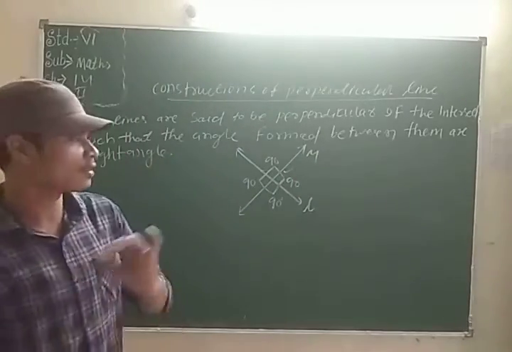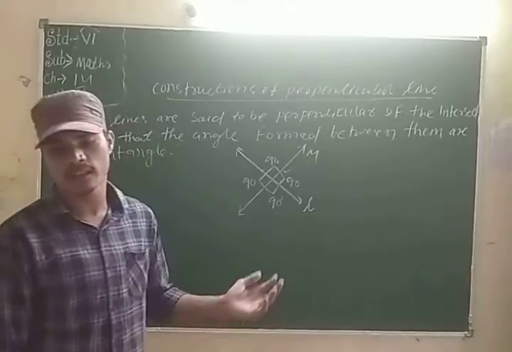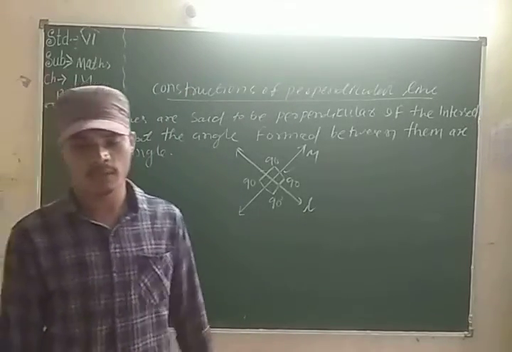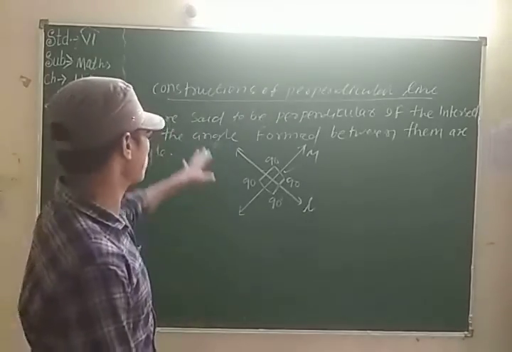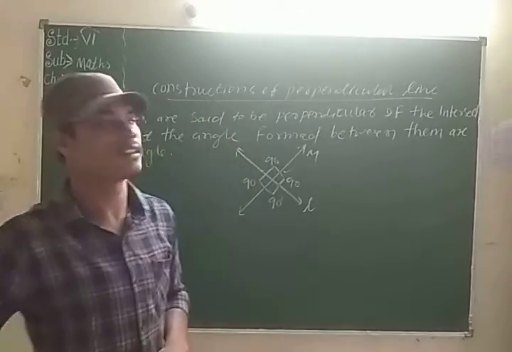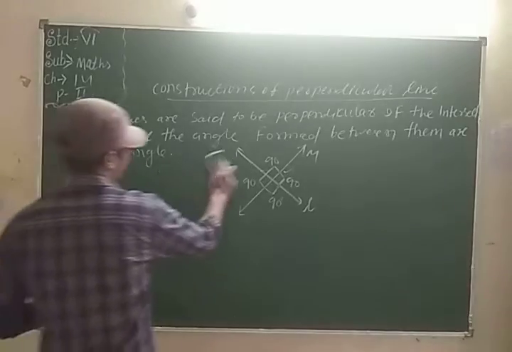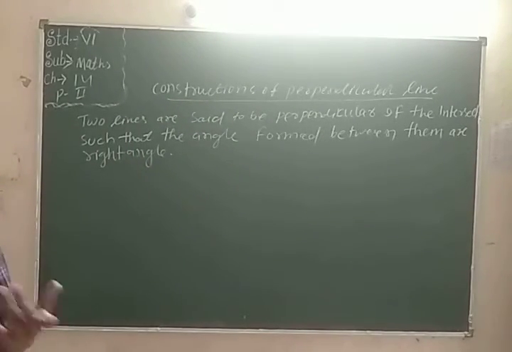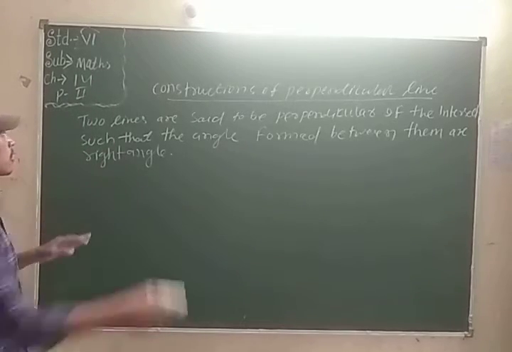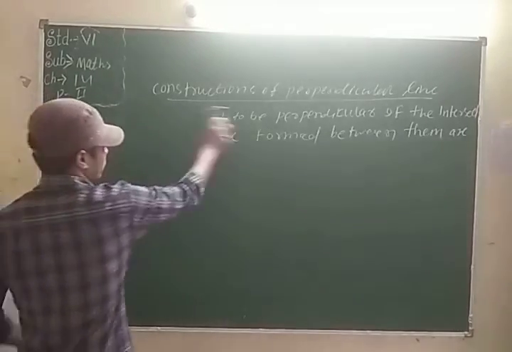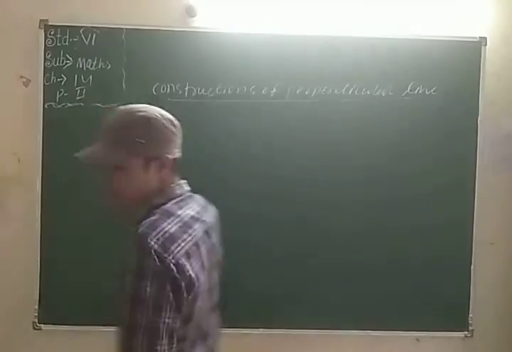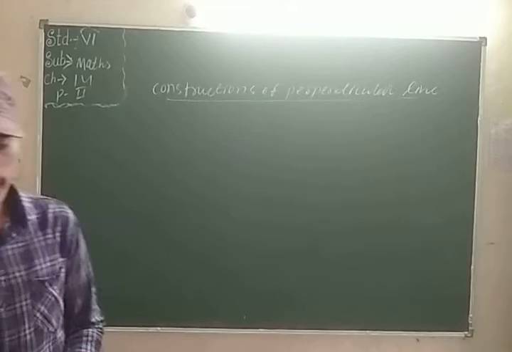Then how can we construct perpendicular lines? Now you learn to construct perpendicular lines step by step. So here are the constructions of the perpendicular line. We take an example of how to construct using a compass and ruler. Clear about it? What are perpendicular lines? Perpendicular lines are lines which form an angle of 90 degrees.